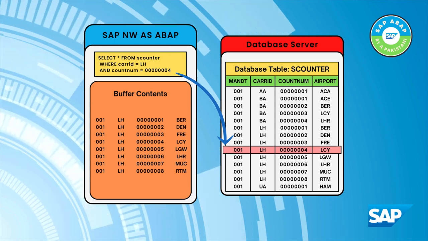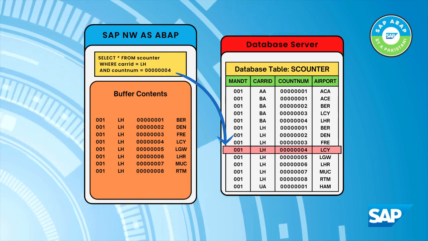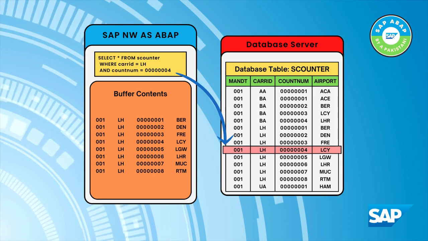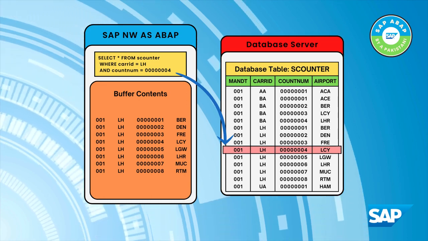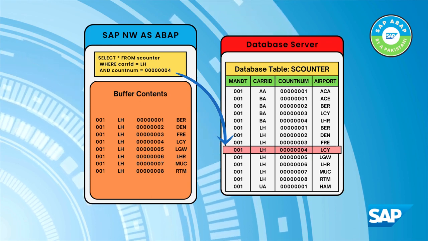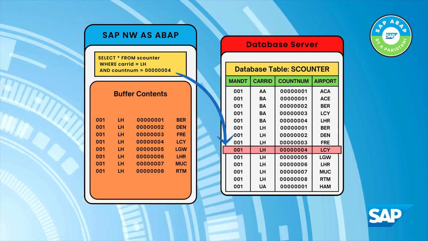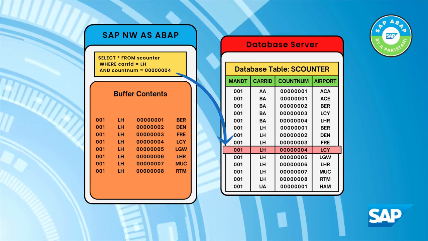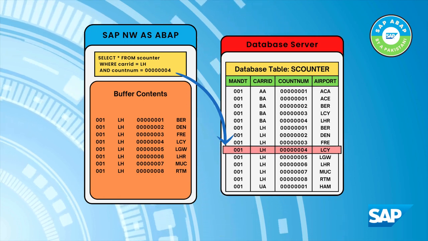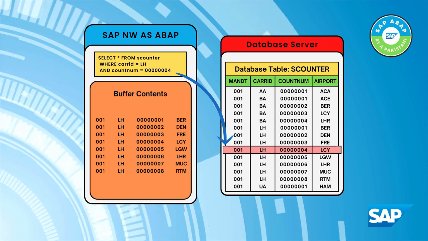Client-dependent, fully buffered tables are automatically generically buffered. The client field is the generic key. This is based on the assumption that not all of the clients are actually used on one application server. Language-dependent tables are an example of generic buffering. The generic key includes all the key fields up to and including the language field.